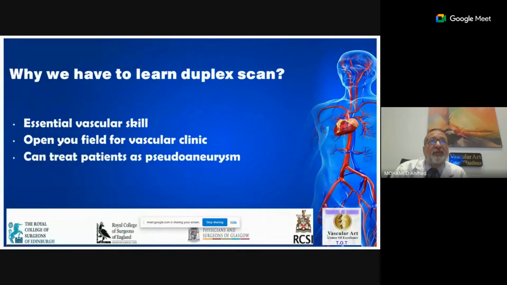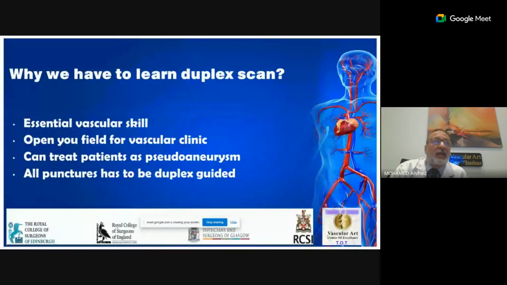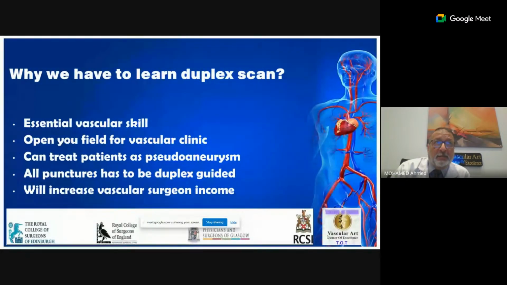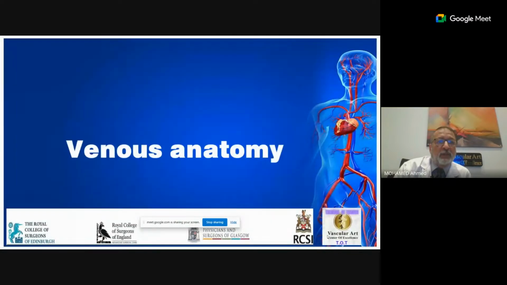After finishing the course and having your certificate, let us start your practice. It's an open field. You can treat patients with your duplex, and you will need it in all your punctures. It will increase your income as a vascular surgeon, as you will have fees for using duplex. It will make your life easier, and it is very easy to learn.